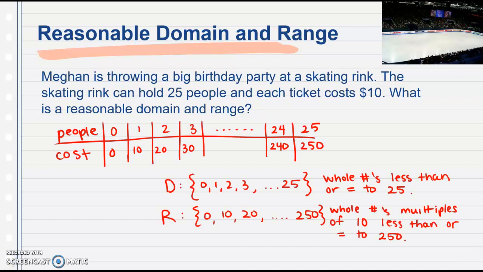Welcome back. Once again, I just created a quick table of values to understand what the scenario is talking about. So the number of people versus the cost that I'm spending. You could list out your domain and range as individual items, or you could use some vocab words to shorten it up. For instance, whole numbers less than or equal to 25, or whole number multiples of 10 less than or equal to 250.